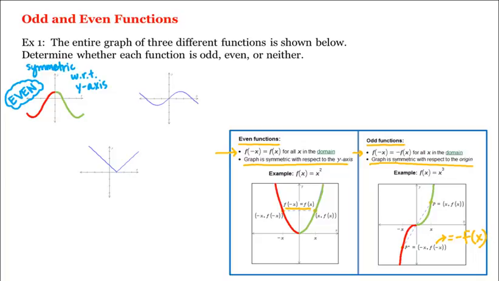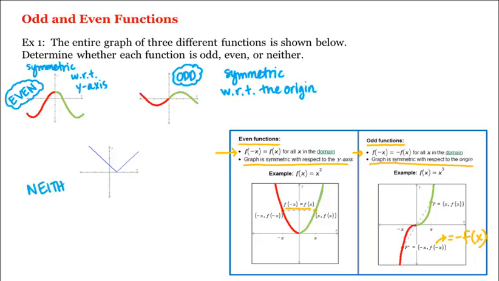And looking at our second function, we see that this part of the graph is a mirror image of this part of the graph. That is, it's symmetric with respect to the origin. So this is an odd function. And finally, looking at our last graph here, it's not symmetric with respect to the y-axis or the origin, is it? So therefore, this would be neither odd nor even.